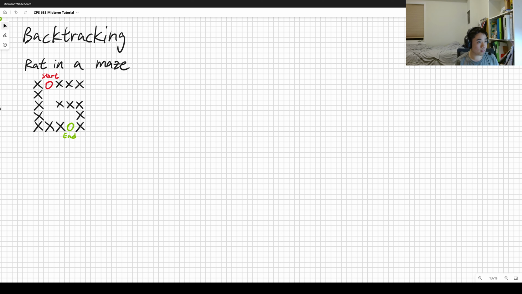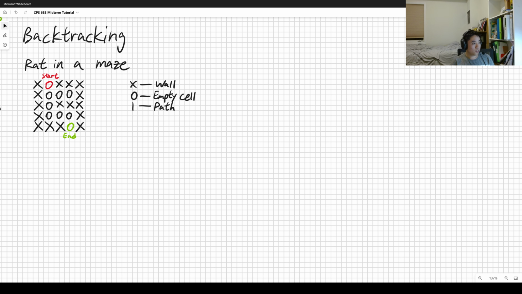Okay, and I'll also mark all the other cells as zeros. This means they are not part of the solution, but they're empty. Now x means a wall. Zero means empty cell, and 1 means path.